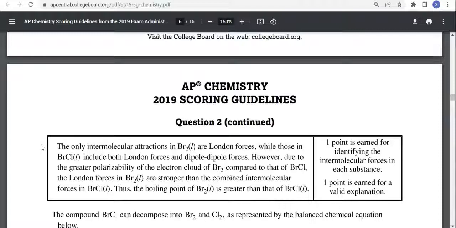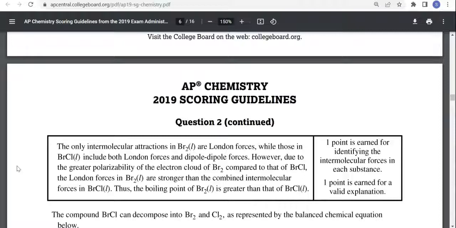However, due to the greater polarizability of the electron cloud of Br2, and again notice they're using the word polarizability, I would use that word anytime we have this phenomenon occurring where you have a larger molecule that has a higher boiling point because it's larger and it has more electrons. I think it's good to use this word. It's more polarizable or has a greater polarizability. So it has a greater polarizability of the electron cloud of Br2 compared to that of BrCl.